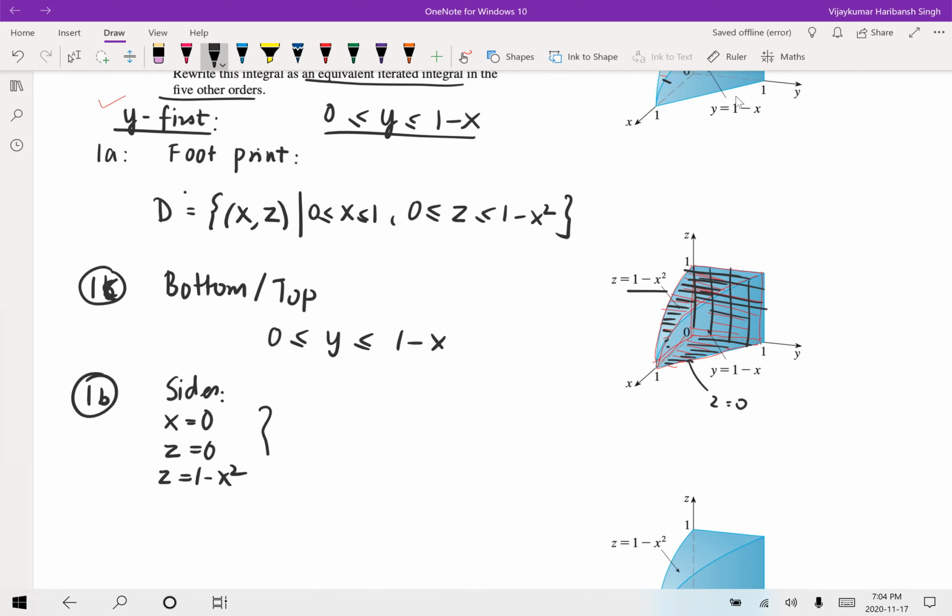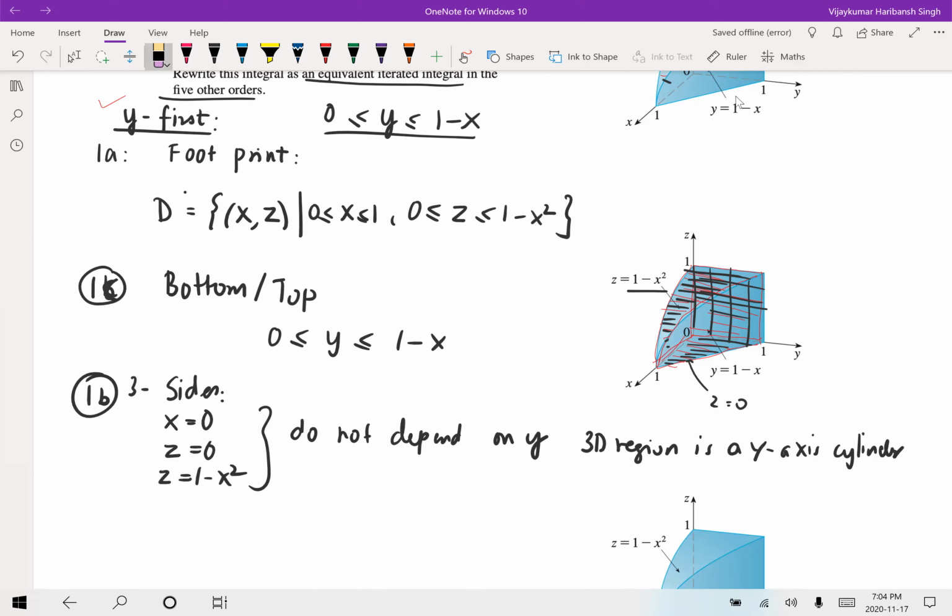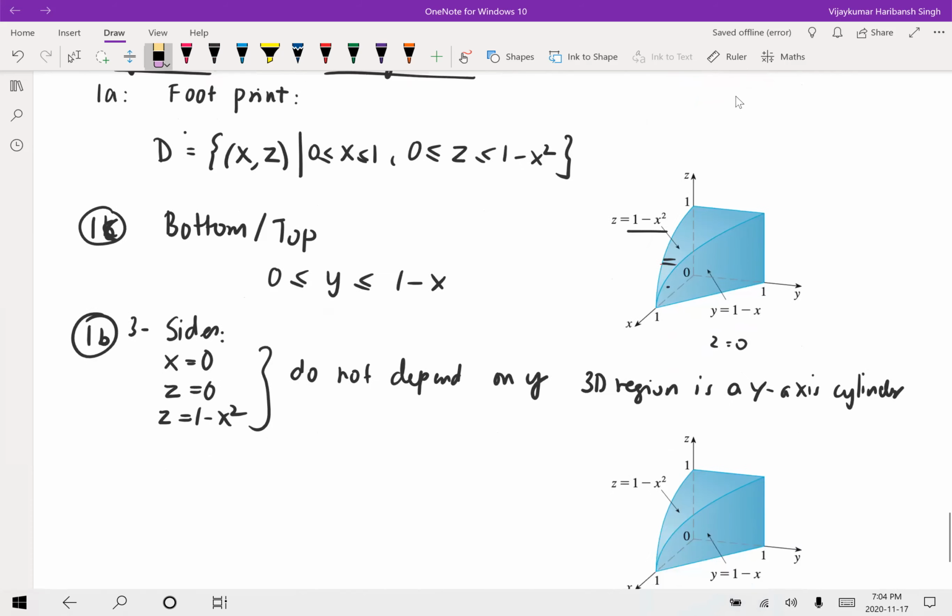So there are 5 faces, and these are the 3 sides. The 3 sides do not depend on y, so it's a 3D region, and this 3D region is a y-axis cylinder. Some chopping of it, but think about it: this is like a cylinder, and then it got chopped here, right?